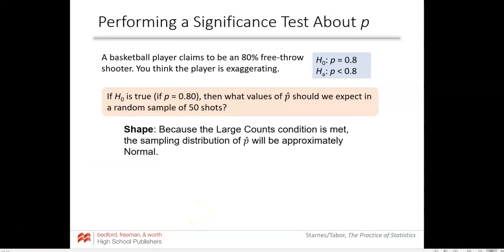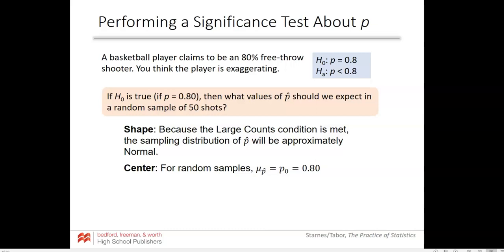The shape, because the large counts condition is met: np, so 50 times 0.8 is 40, and then the number of failures would be 10, so those are both bigger than or equal to 10. Because of that, we think it's going to be approximately normal. The center is the null. Nothing unusual is going on. So for the center of a test, we put the null in there, if that makes sense. So 0.8 goes to the center.